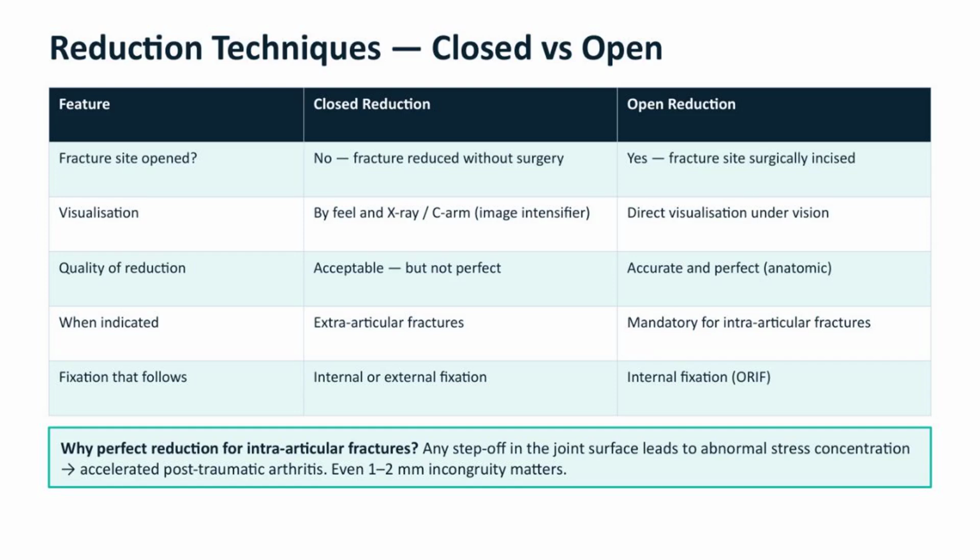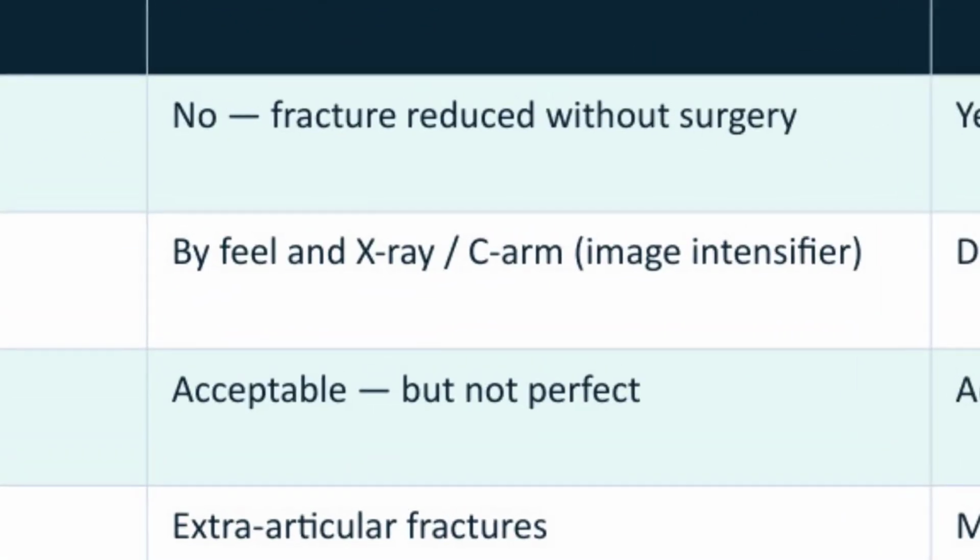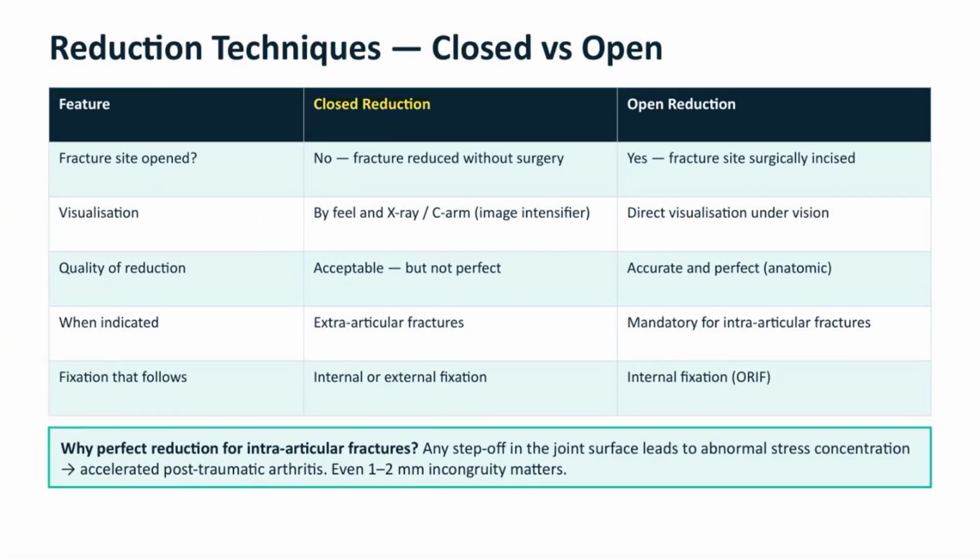Once traction has done its job and the fracture is ready to be put back into position, you need a reduction technique. First, closed reduction. The fracture is reduced without surgically opening the fracture site. It's done by palpation, feel, and confirmation under X-ray or an image intensifier, also called a C-arm. It gives an acceptable, but not perfect, reduction.